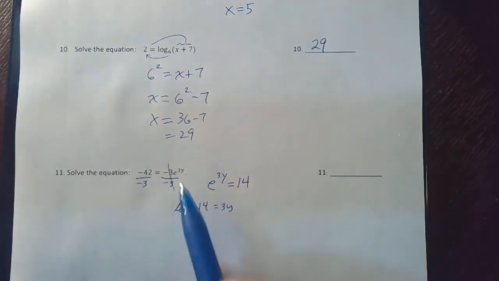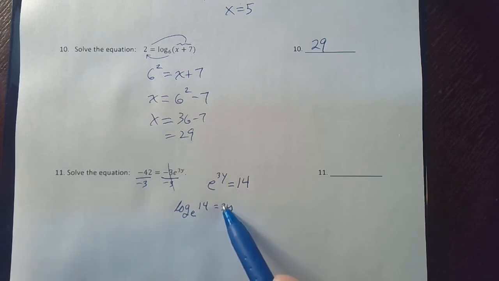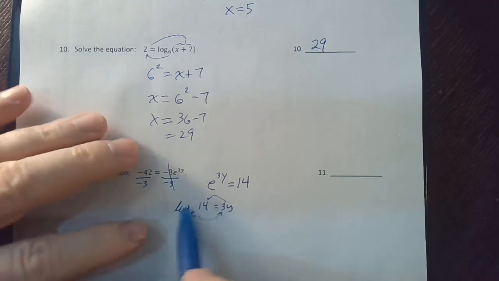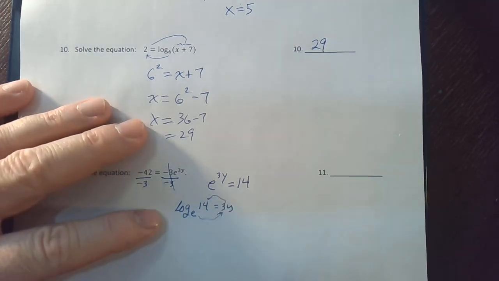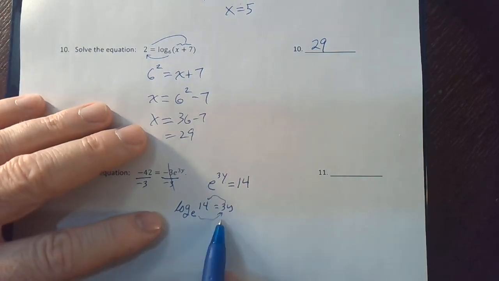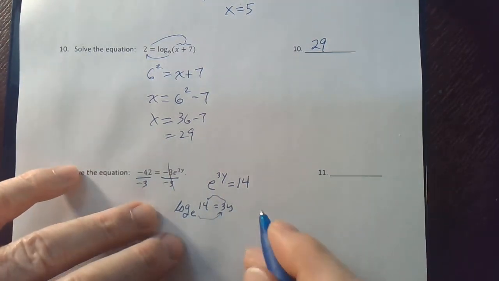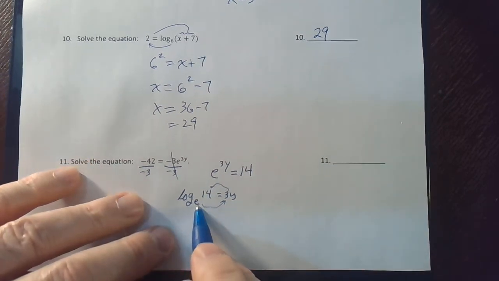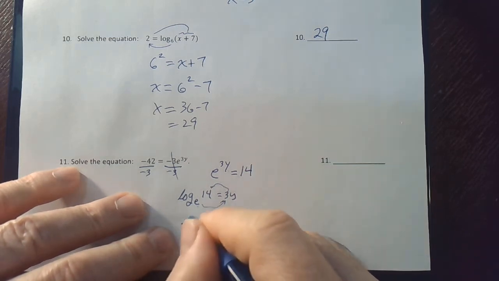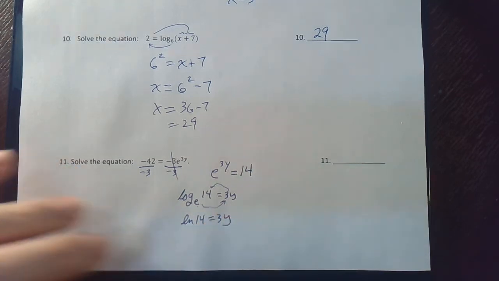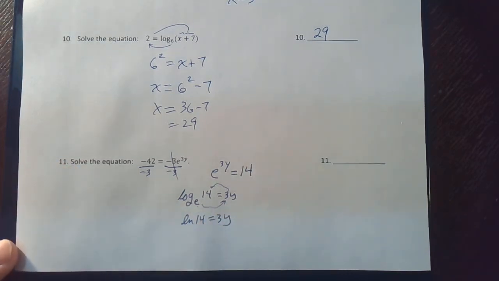Now let me just double check that. e to the 3y equals 14. That's correct. So the equivalent logarithmic form is this. So remember that log base, that's correct, log base e. So you could leave it like that if you want, but we normally do ln for log base e. All we have to do is divide both sides by 3 or multiply by a third.